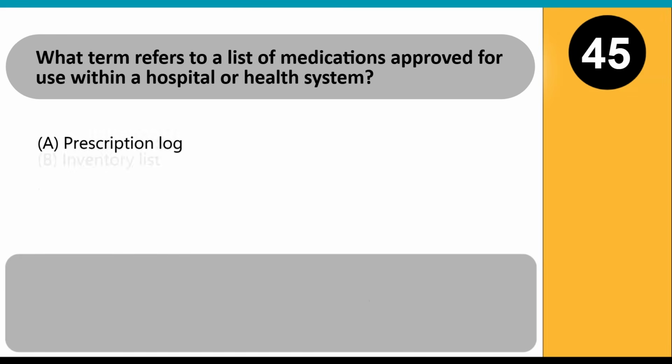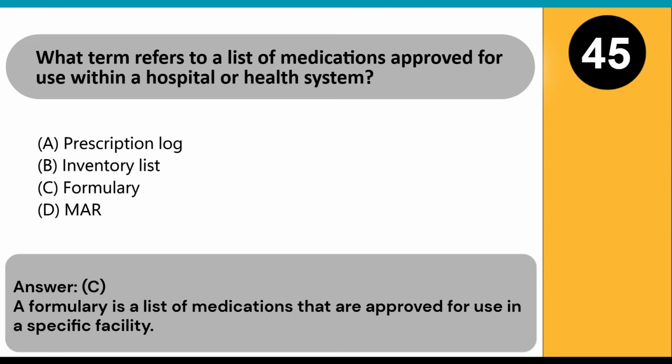What term refers to a list of medications approved for use within a hospital or health system? A. Prescription log. B. Inventory list. C. Formulary. D. MAR. Answer C. A formulary is a list of medications that are approved for use in a specific facility.